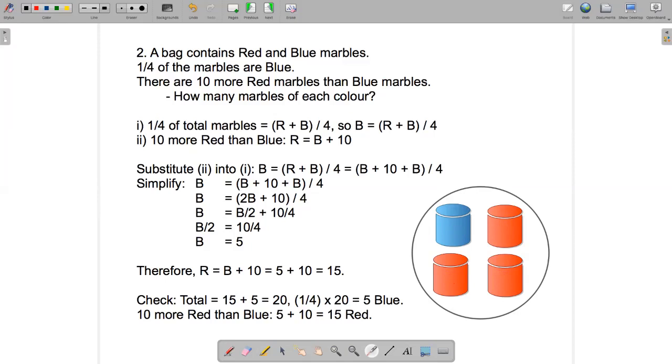We're also told there are 10 more red marbles than blue marbles. So if we think about the marbles in here and the marbles here, there's 10 more marbles in the red than in the single blue. The only way we can make that work is if there were 5 marbles here and then 5 in each of the reds, making 15 in total. That would give us 10 more red marbles than blue marbles. So that's an illustration of the solution to this problem.